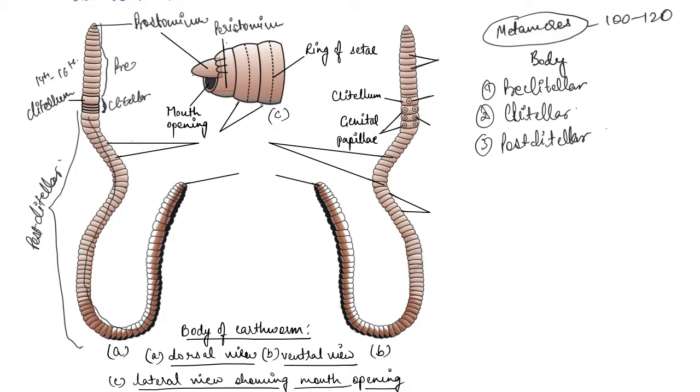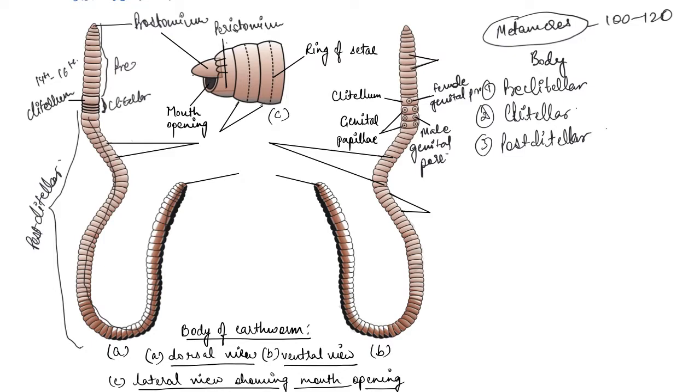Right? Now there is a single genital pore which is present again on the ventrolateral side on the 18th segment. So this is the female genital pore, right? This single. Now then they also have male genital pores. They have a pair of male genital pores which are present on the 18th segment. So on the 18th segment you have the male genital pore or aperture, right?